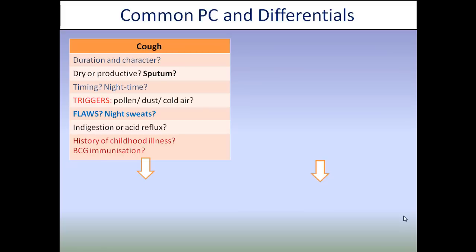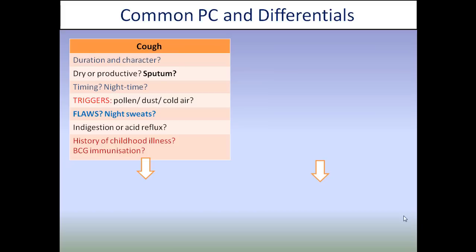As we said earlier, questions about timing are really important, especially in coughs. So, is it worse at night? Is it worse at a certain time of day? For example, asthma and heart failure coughs are often worse at night, whereas smokers' coughs are worse in the morning, and coughs due to reflux are worse after eating and drinking. And a psychogenic cough will disappear during sleep. So lots of clues to be got from when the cough is worse.